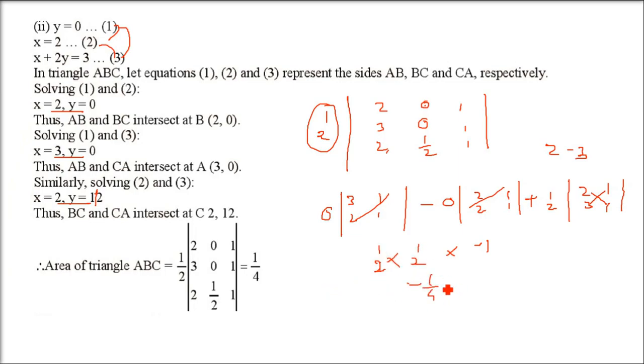But the area of a triangle cannot be negative, so we'll always take the modulus of this value. So it will be 1 by 4.